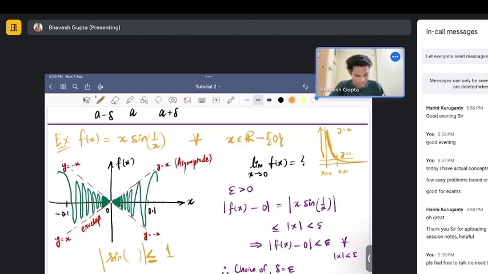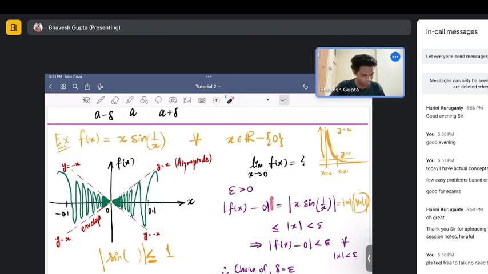Right, because I can write this mod of x times mod of sine, and this particular factor is actually a fraction. It's some fraction number. So I can happily write this whole expression as less than or equal to delta x. So what I found is that this whole definition is less than this.